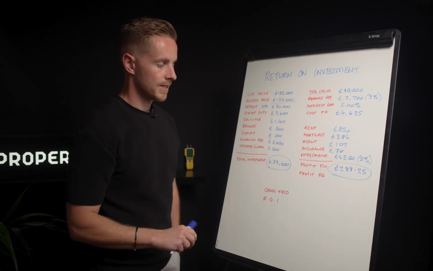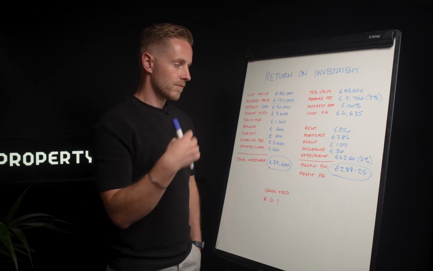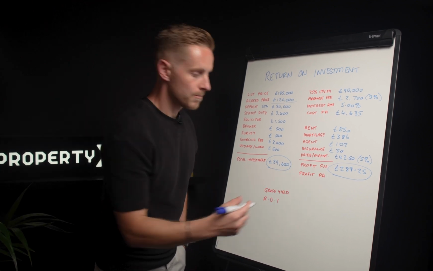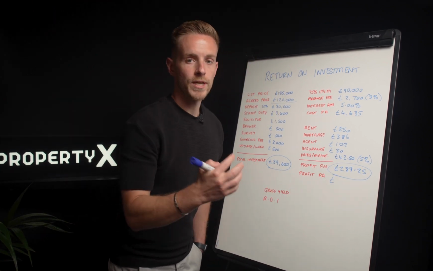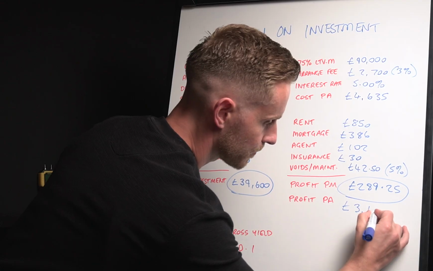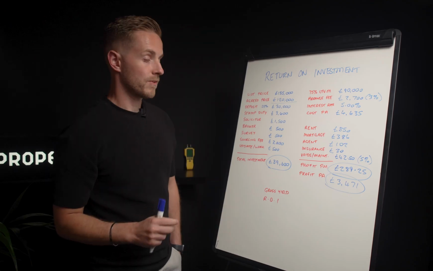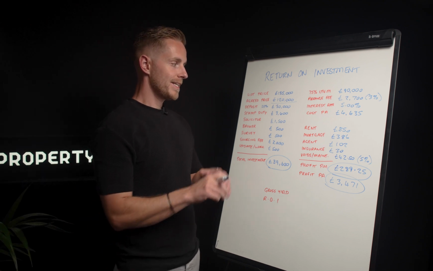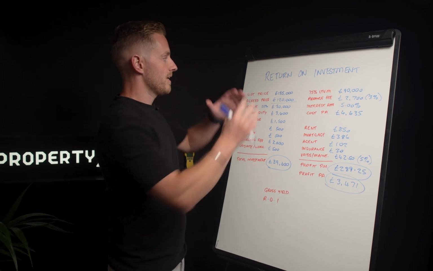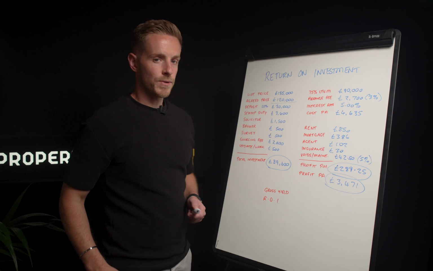That is per month. If we take that and do the calculation to make that per annum, we're timesing it by 12, and we're going to be left with £3,471 profit per annum, which is a good profit margin. Now, here's where the magic happens. We're here for return on investment, and that is what we're going to be focusing on.